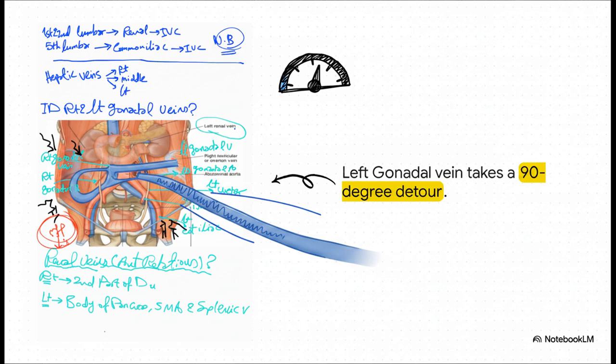Clinically, this is exactly why a left-sided varicocele is so much more common than a right-sided one. That 90-degree angle creates a whole lot of resistance.